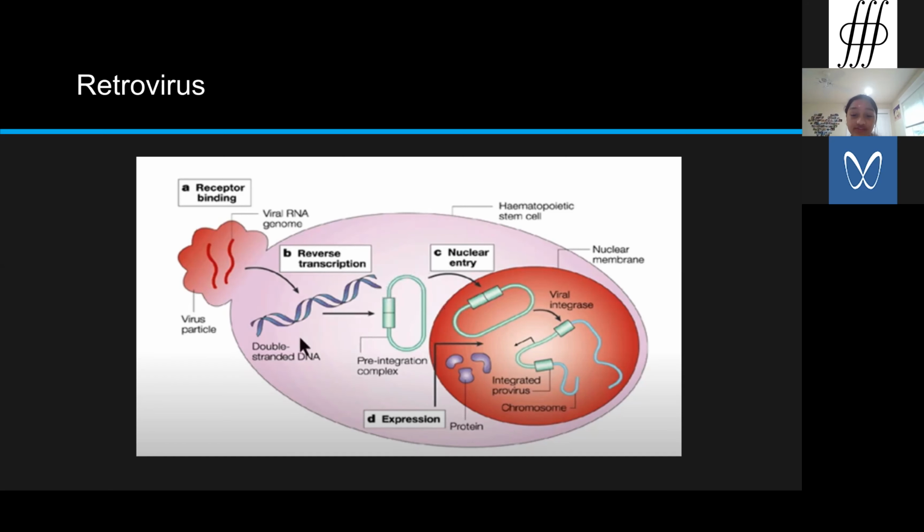But a disadvantage of this is that if it is inserted into a wrong spot, like in the middle of another gene, it could cause cancer, right? Because it could get in the way of that gene and what it's trying to express, and it could really mess things up.